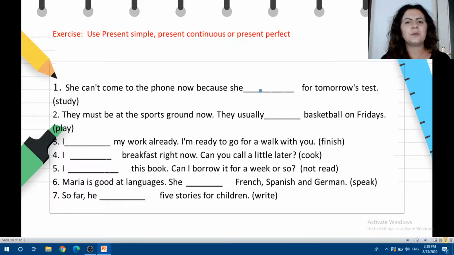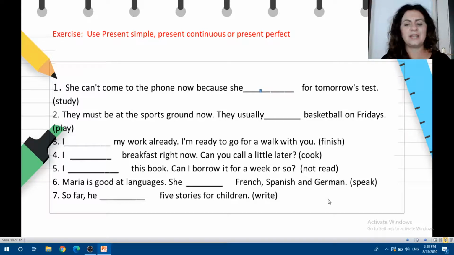Now let's do this activity. You can pause the presentation and you can write the sentences in your notebook and do the activity individually. In this exercise, you should use present simple tense, present continuous, or present perfect.